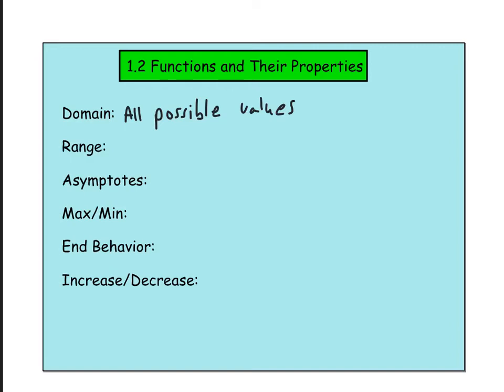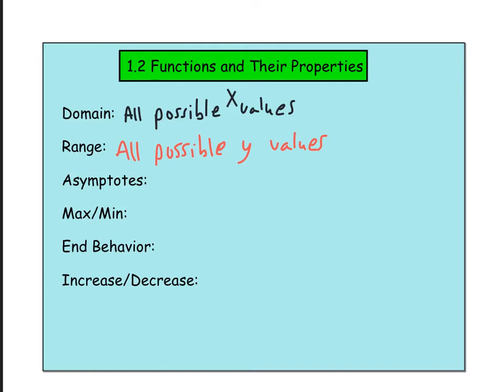The range then has to deal with all y values that are possible. Oops, I guess I forgot to write the letter x up there. The range is again all possible y values, meaning which y values does the graph go through? Is there a minimum? Is there a maximum? If not, is the range all real numbers? We'll get into a bunch of examples.